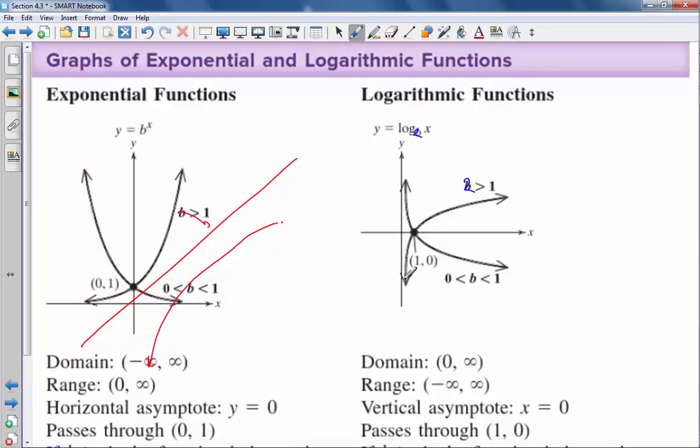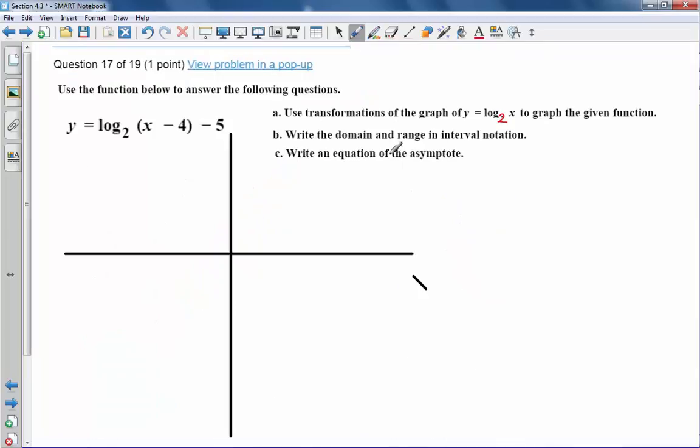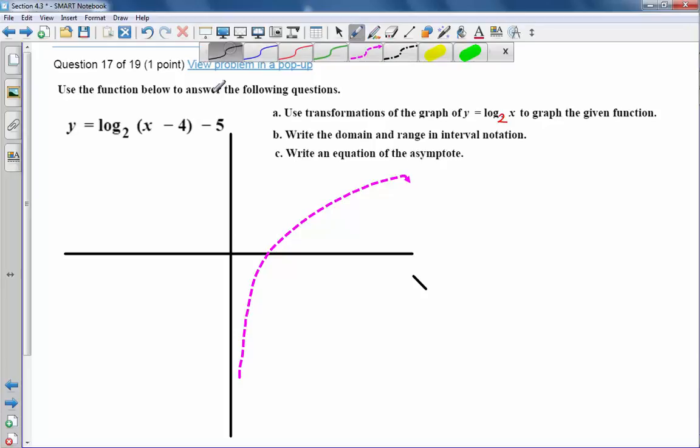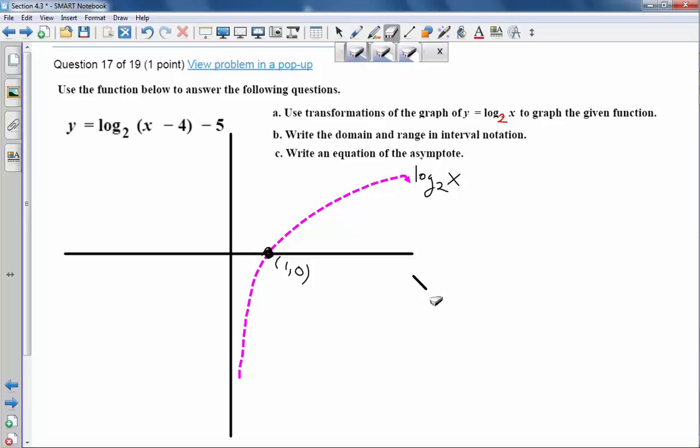Base 2 is more than 1, right? 2 is more than 1. So this is my graph. That's it. This is the graph of log base 2 of x right here. Alright, we perfectly know what this point is. What is this point? What is that? (1, 0). And this is again only log base 2 of x.